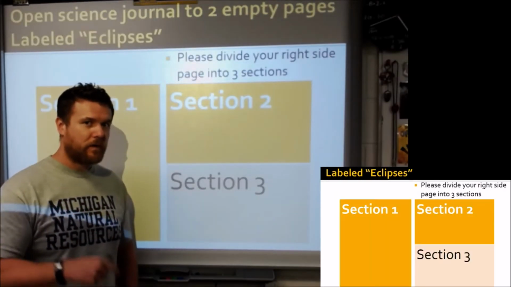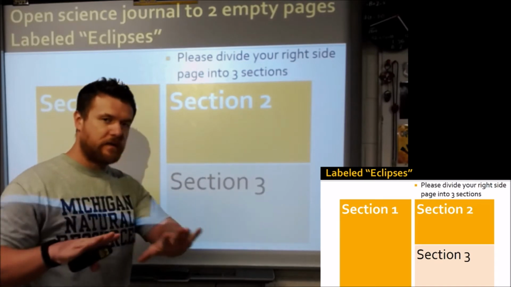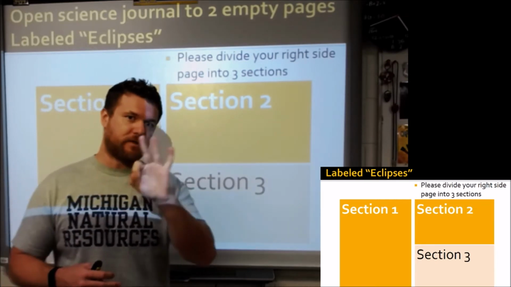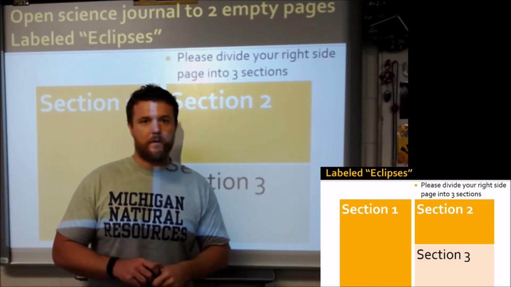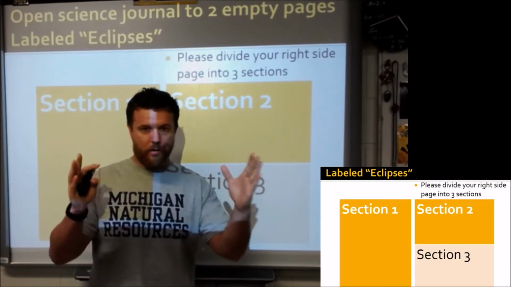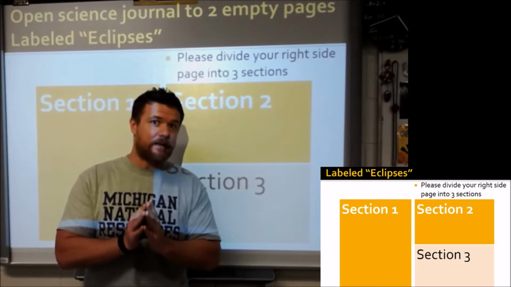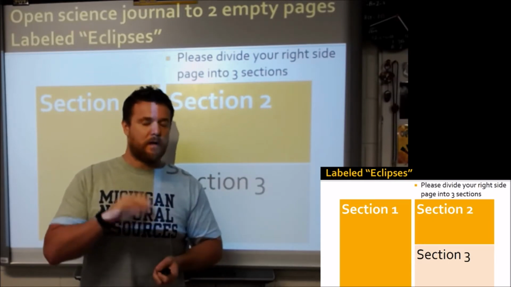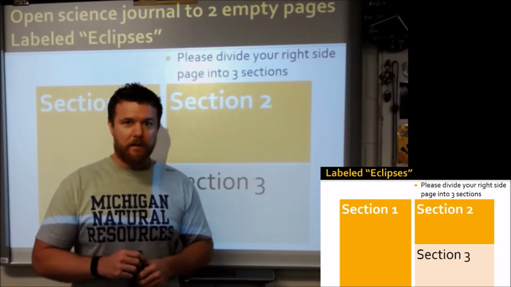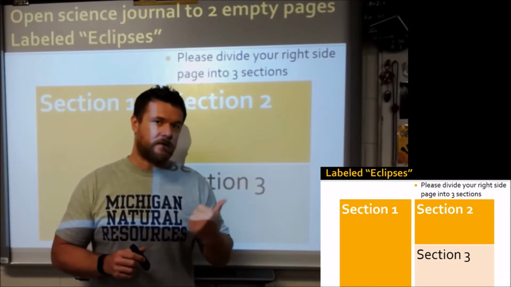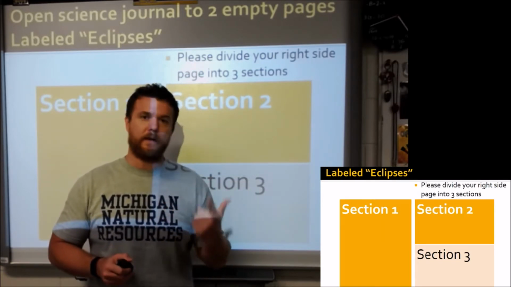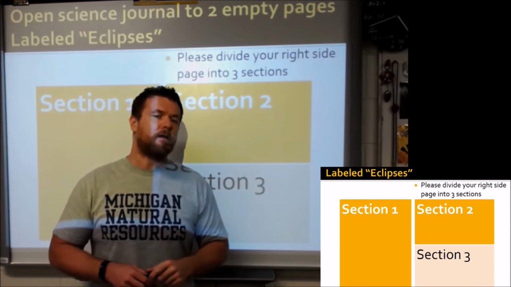In your science journal, take 2 brand new pages that are facing each other. Create 3 sections. One page all by itself will be section number 1. The next page facing that is going to be section 2 and section 3. We're going to fill out 1 partially today, 2 all the way today, and 3 tomorrow.